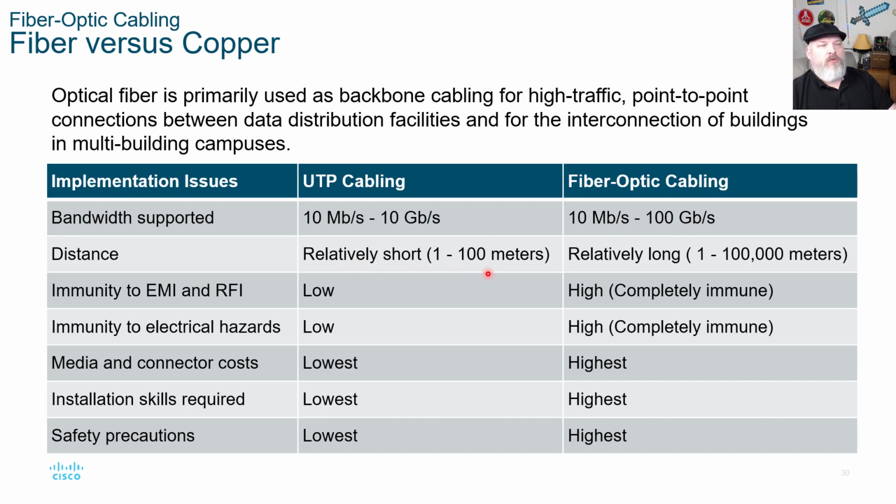Distance, about 100 to 100,000 meters. Immunity to EMI: it's low for copper, but for fiber it's completely immune to electrical hazards. The media connector costs are low, the installation skills are low, and the safety precautions are low for UTP cabling, but for fiber, it's all high.